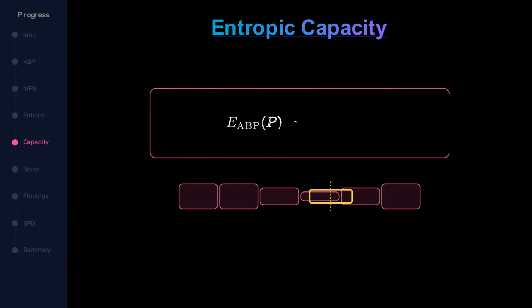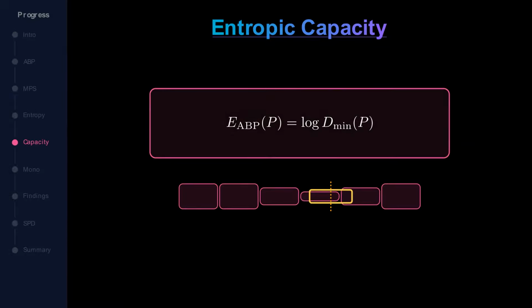The fundamental theorem: entropic capacity equals log of the minimal bond dimension. Find your narrowest belt, take the log. That's your capacity. E of P equals log of D min.